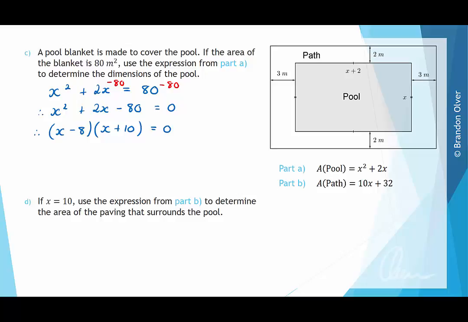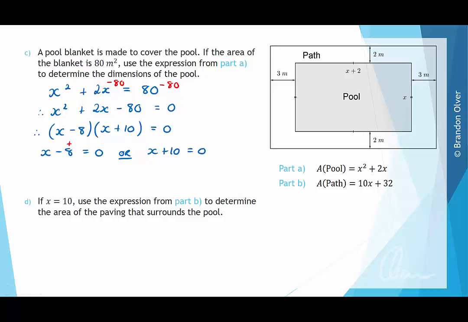So that factorising step was found by looking at the factors of negative 80 that added up to 2. So we use negative 8 and 10. So using the null factor law, we can say that x minus 8 could equal 0, or we could have x plus 10 is equal to 0. Now these are simple linear equations.